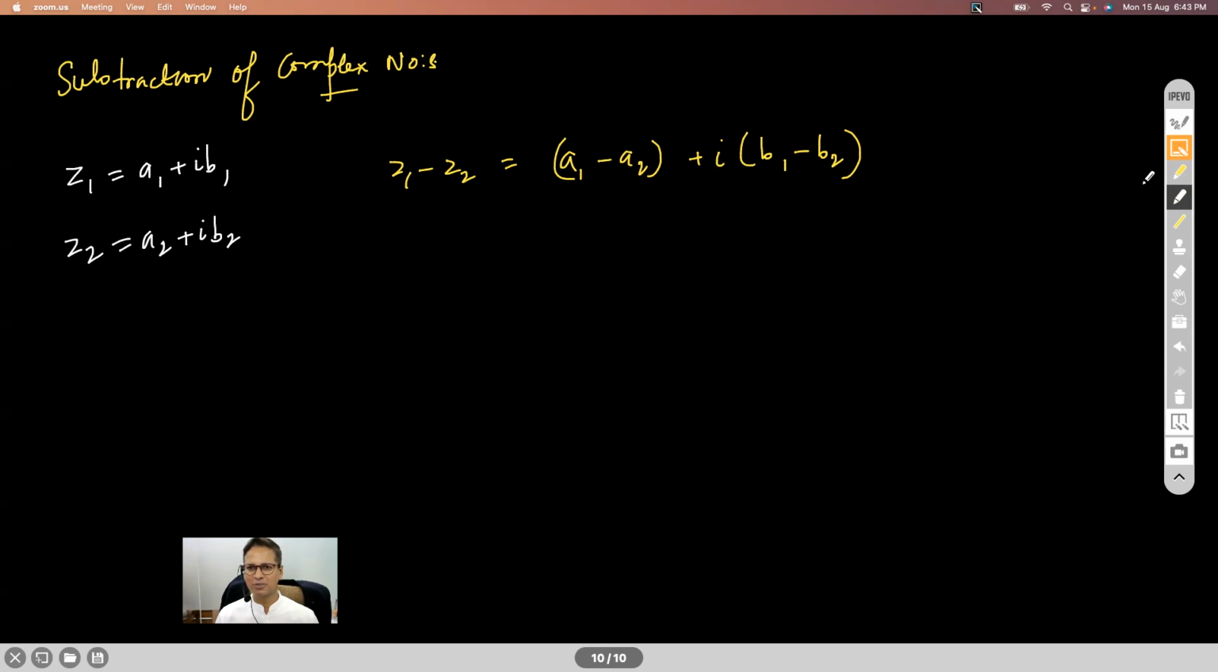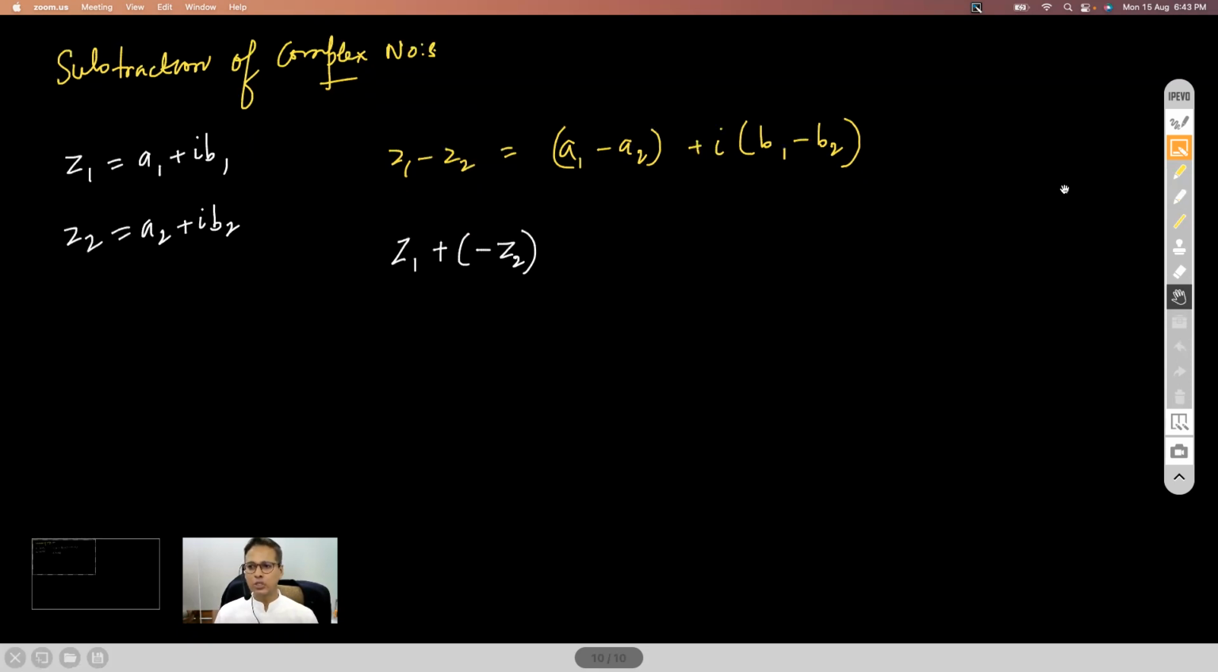Again, is my voice breaking or is it fine? Not breaking. Okay. Now, how JEE takes it is Z1 plus negative Z2. So it treats it like an addition operation only, but now between Z1 and negative Z2.